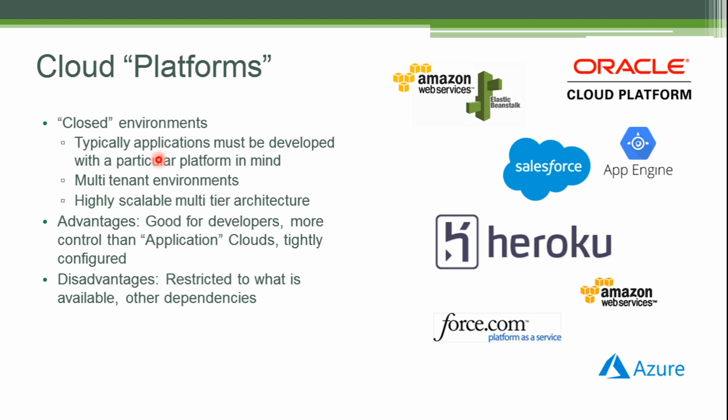Advantage is good for the developers, more control than the application clouds and tightly configured. It says application clouds, forget about that term. More control than the SaaS providers. When you have your own platform, you get more controls than the SaaS providers, but less control than the IaaS providers. It's good for the developers. They can code and build their code from anywhere. They don't need to sit in the office anymore, and nobody needs to manage the data center anymore.